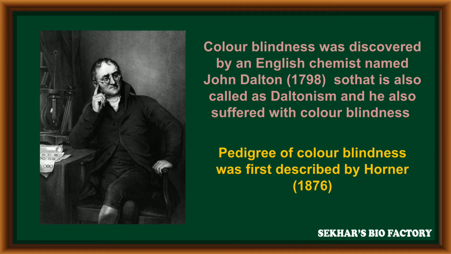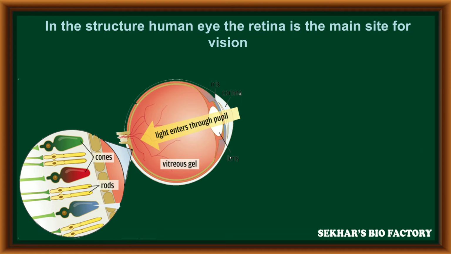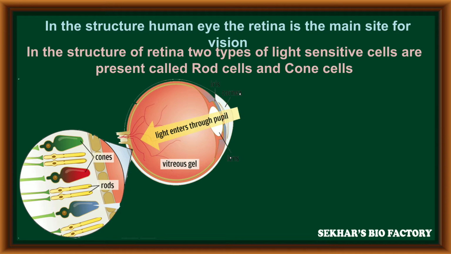But the pedigree of color blindness was first described by Horner in 1876. Night blindness and color blindness are both different phenomena observed in human beings. In the structure of the human eye, the retina is the main site for vision. In the retina, there are two types of light sensitive cells: rod cells and cone cells.